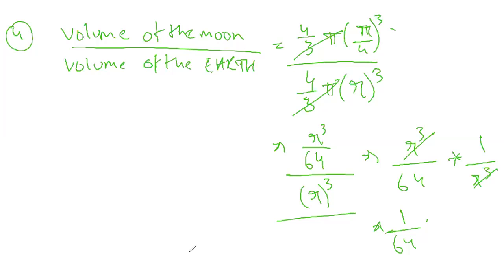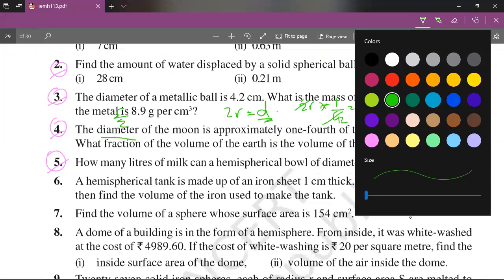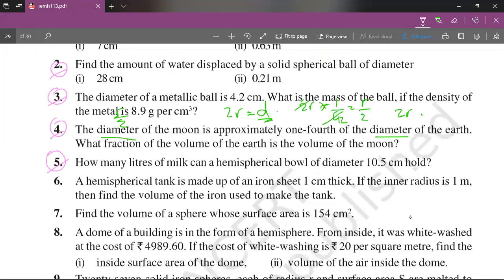So we'll move on to our last and final question for the day. How many liters of milk can a hemispherical bowl of diameter 10.5 centimeters hold? Please remember that diameter will be converted into radius by the formula 2r is equal to d. So 2 into r is equal to 10.5. Therefore r is equal to 5.25 centimeters.